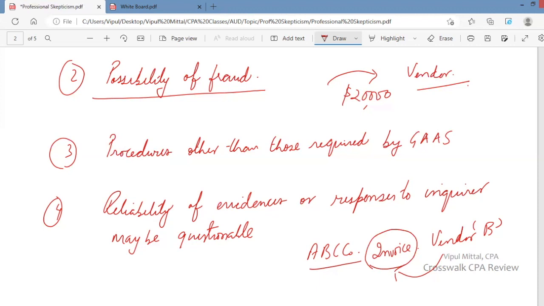If there is any doubt regarding information, evidence, or inquiries, question the evidence, investigate, and determine what additional audit procedures are needed. So you have to maintain professional skepticism throughout the audit.